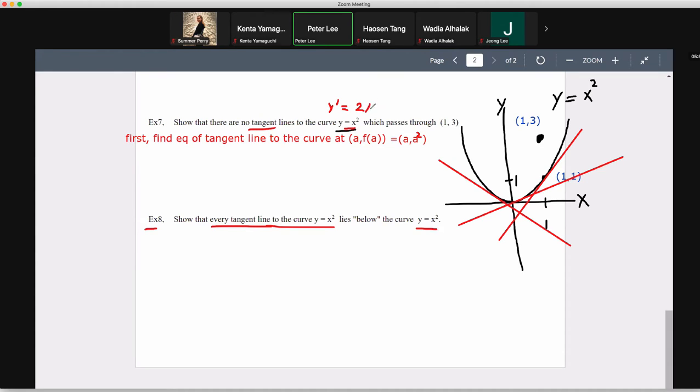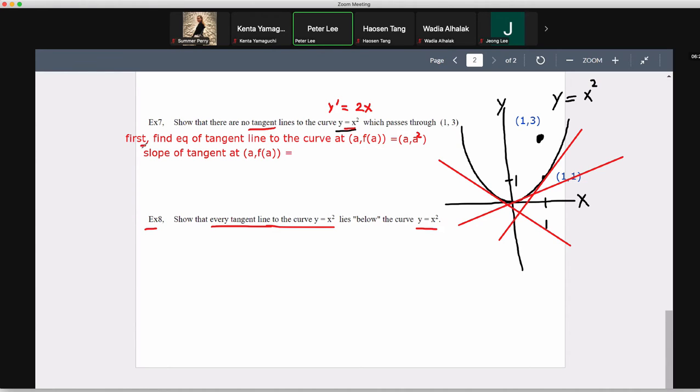So what is the y prime? What is the slope of the tangent line? Can you tell me the slope of the tangent line at that point? What is the slope of the tangent line at (a, a squared), that is (a, f of a)? That is the slope of the tangent line to the curve at (a, f of a).